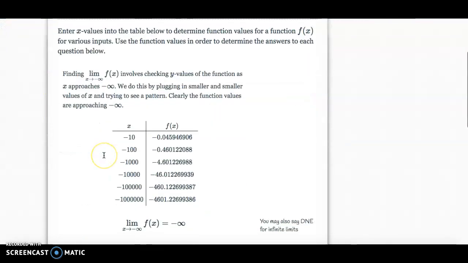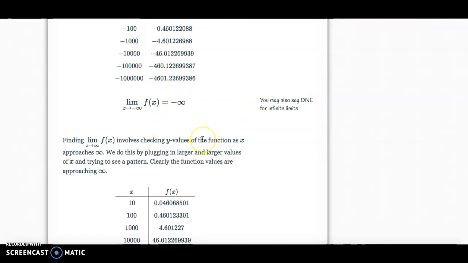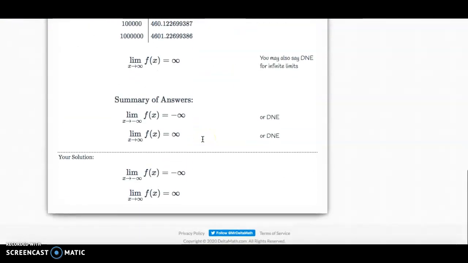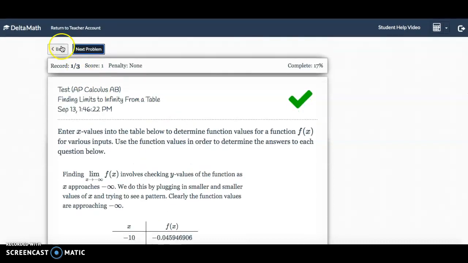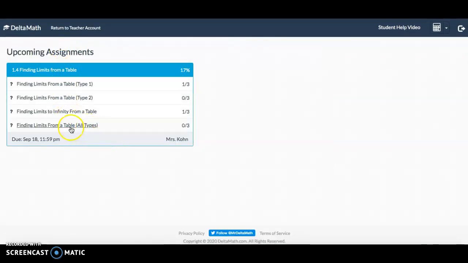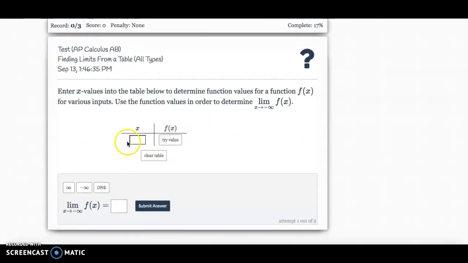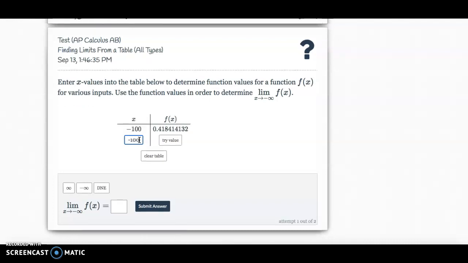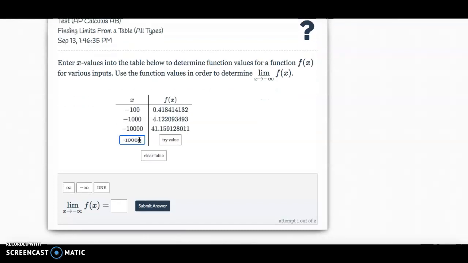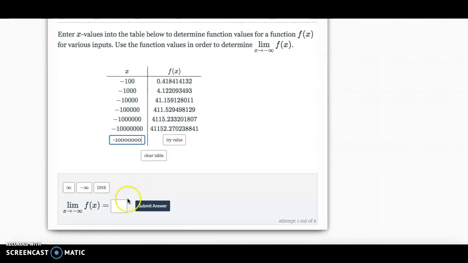Woohoo! Okay, and again, they go through all the answers for you and talk about the reasoning behind it. Last but not least, finding limits from a table, all types. Sometimes they'll ask you just to find one, so that would be the other option. Let's do the limit of f of x as x approaches -infinity. We're just going to type in numbers that are getting smaller and smaller and smaller. As our x approaches -infinity, our f of x approaches +infinity.